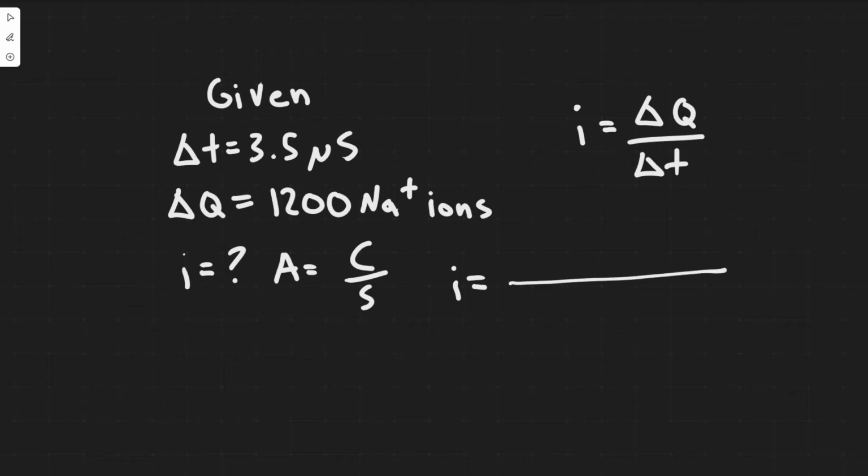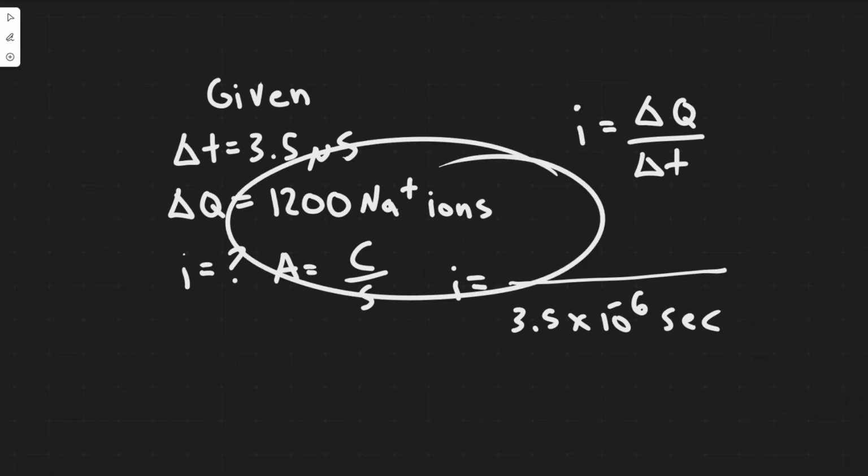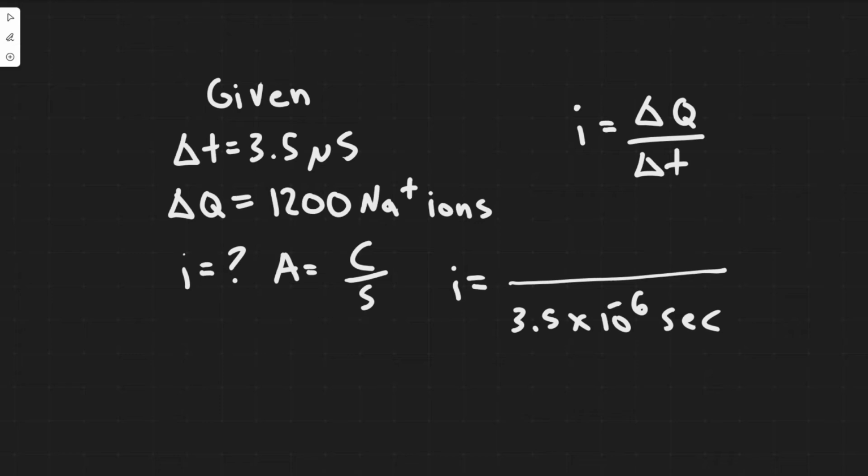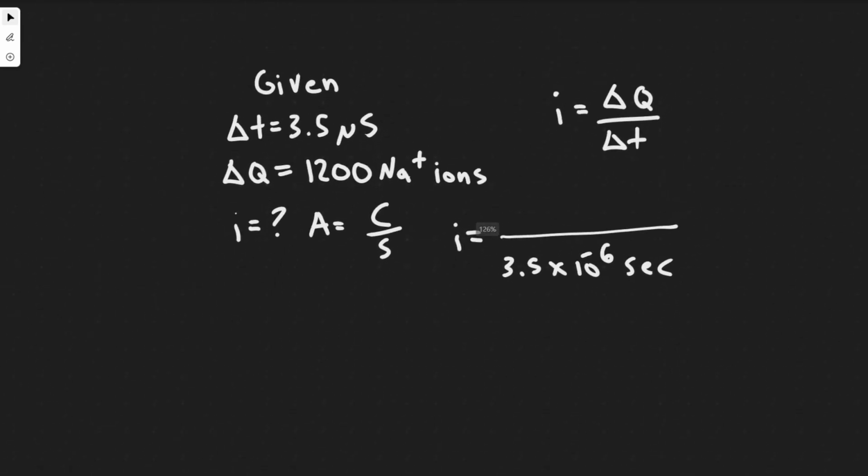So 3.5 microseconds is equal to 3.5 times 10 to the minus 6 seconds. You should just know that by now. So that's going to be the change in time. And now we've got to find the change in the charge. They tell us 1200 Na plus ions, but they tell us that the charge on the sodium is the same as on an electron, but positive. The charge of an electron, that's just a value you need to know.